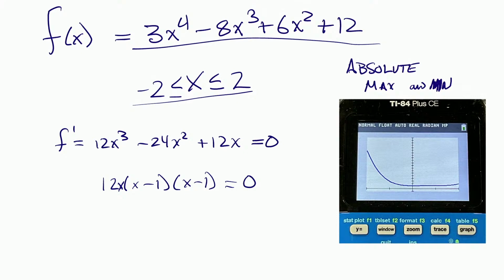That's some nice factors. And so we've got x equals 0 and x equals 1 are the only solutions. So which one of those is the minimum and which is the maximum? That's what we have to do, right? So let's find out. So next, Tyler, what's next on our agenda?